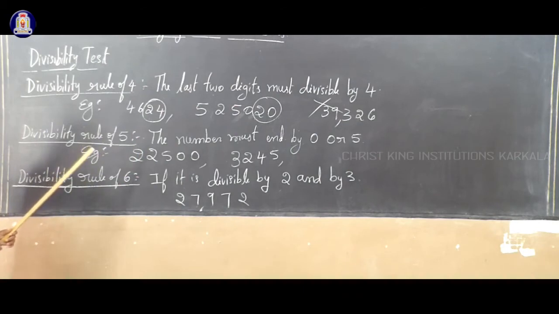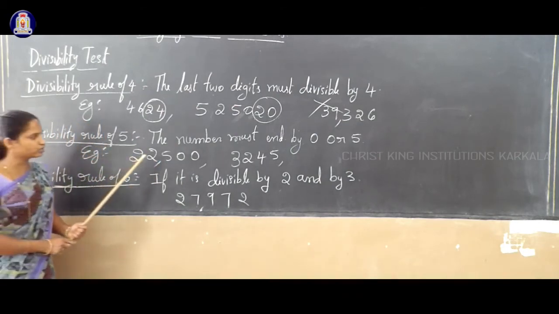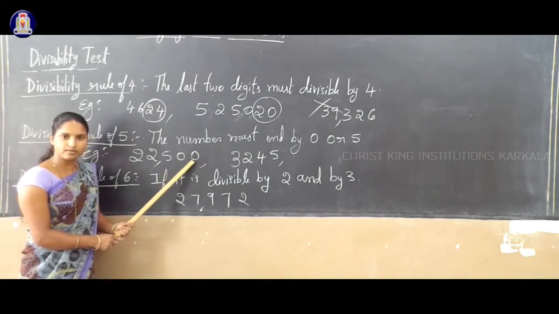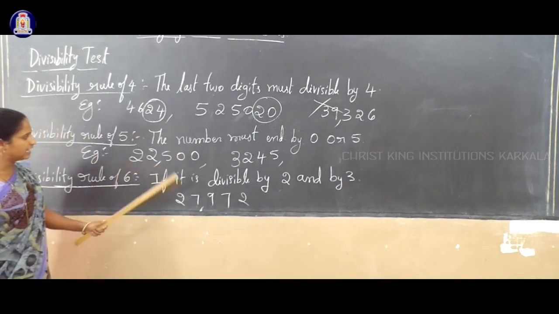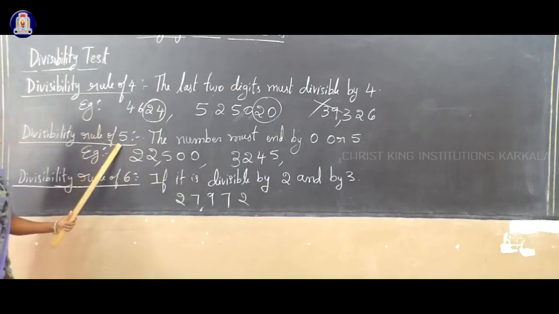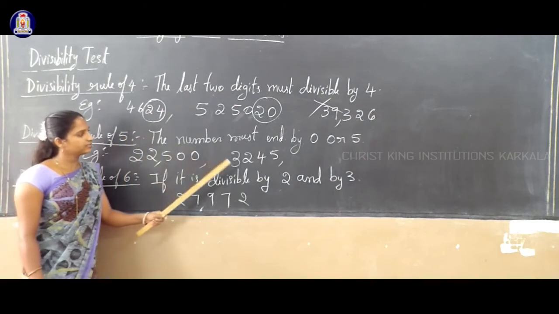Okay. Now see an example. 22,500. In this, the last digit is 0. Right? Then we can say that this number, 22,500, is divisible by 5. Clear?